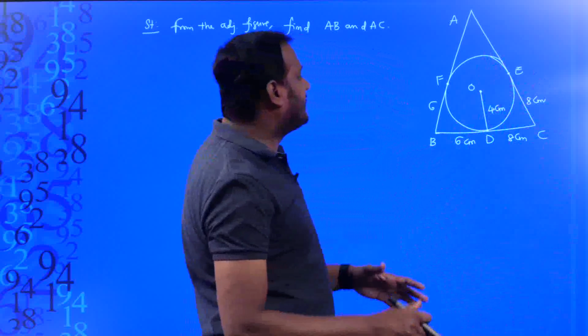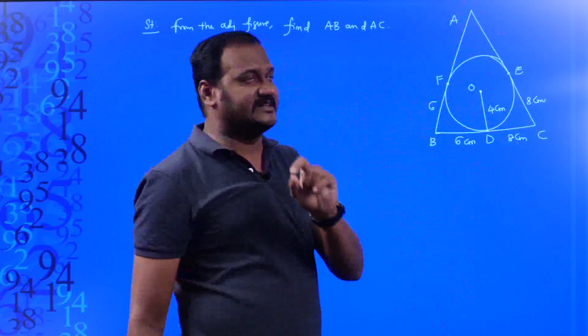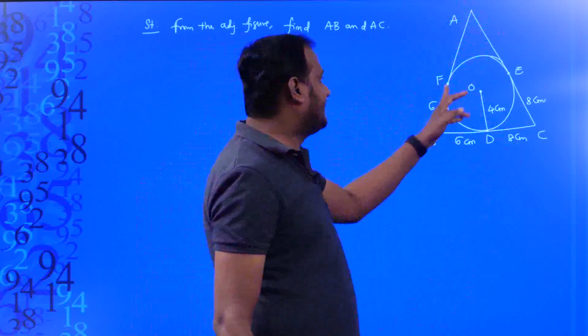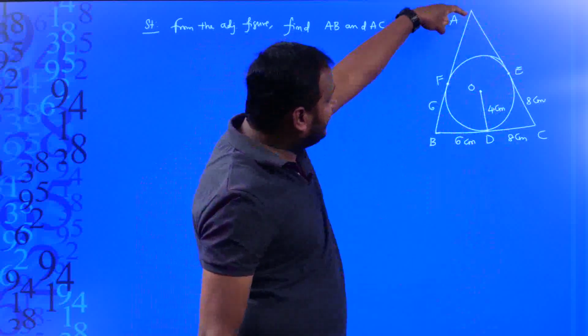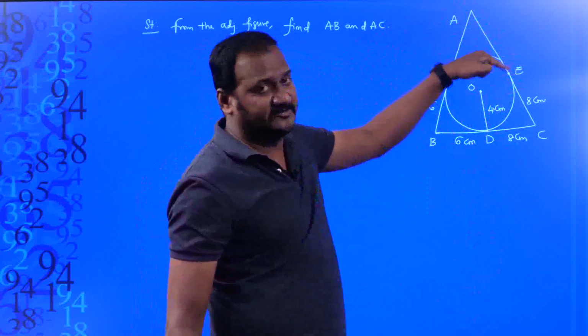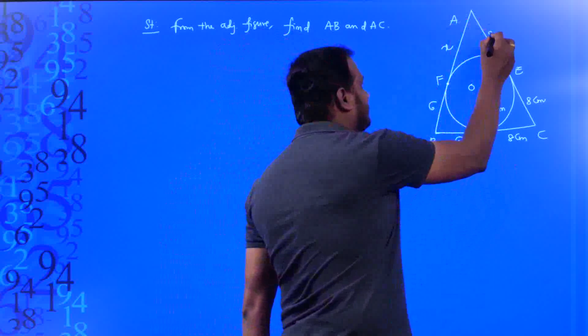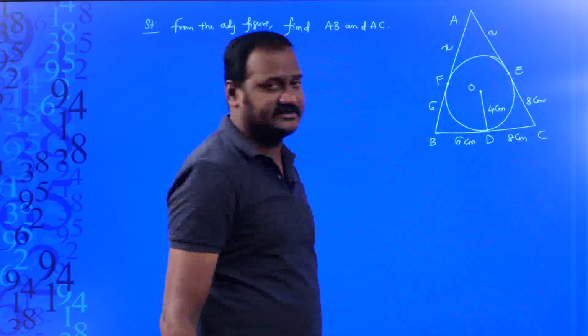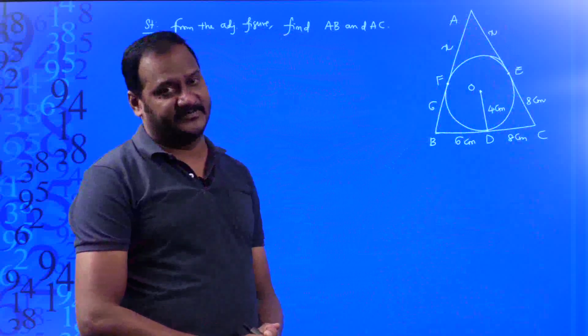But in order to find the lengths of AB as well as AC, you must know the length of AF as well as the length of AE. You can observe that A is an external point, so AF is equal to AE. We do not know what the lengths are. Let the length of AF, which is equal to AE, be x. So, now our primary task is to find the value of x.